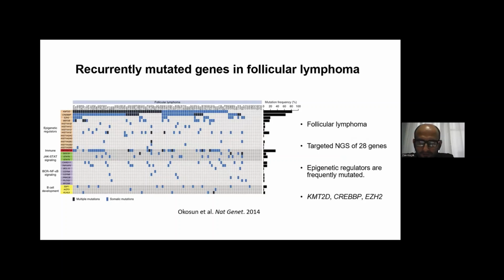This is one important study about the mutations in follicular lymphoma tumors. What they did in the study was a targeted NGS of 28 genes, and they identified many genes, such as lysine methyltransferase 2D, CREBBP, EZH2, to be frequently mutated in follicular lymphoma tumors. Not only epigenetic regulators, but also JAK-STAT signaling pathway and BCR and NF-kappa B signaling members were found to be mutated.